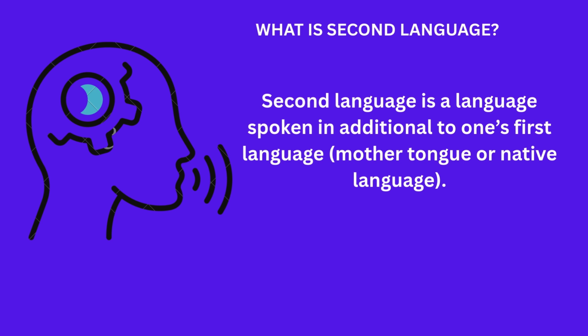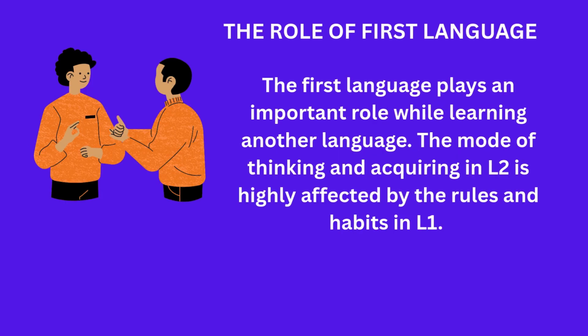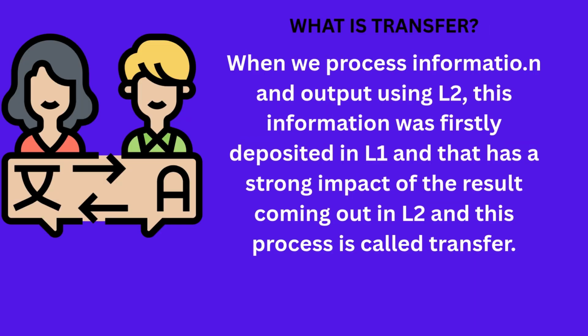So, what is second language? Second language is a language spoken in addition to one's first language, also known as mother tongue or native language. What is the role of first language? The first language plays an important role while learning another language. The mode of thinking and acquiring in L2 is highly affected by the rules in L1.